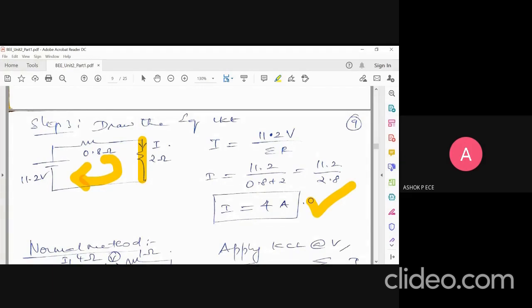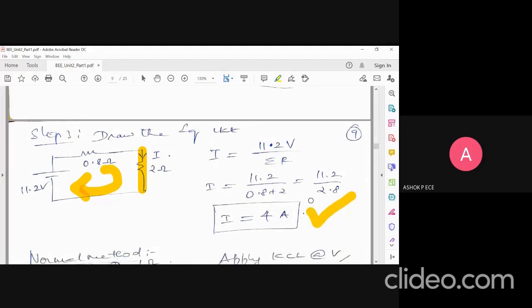You need not prove this for every sum. But what I am doing now is to give you confidence to say that whatever method you use, the answer is going to be the same. And in the exam, if no method is mentioned, you are free to do whichever method you are comfortable with. But if they specifically say find using superposition theorem, or find using Thevenin's theorem, then you have to do it only by that method. You can cross-check the answer by other methods. Okay, I think I made my point clear.